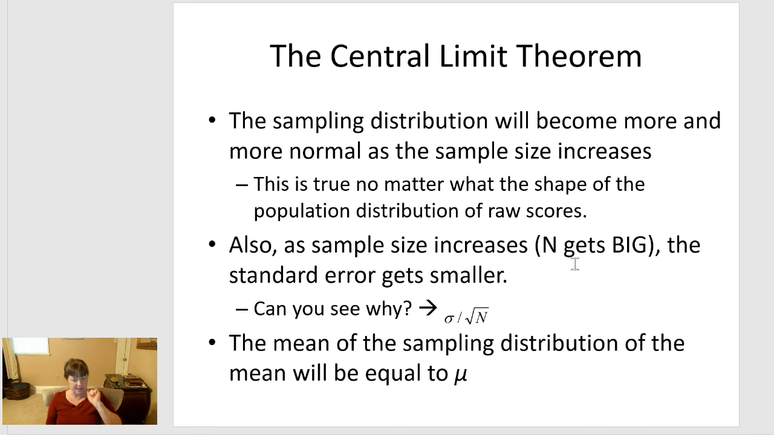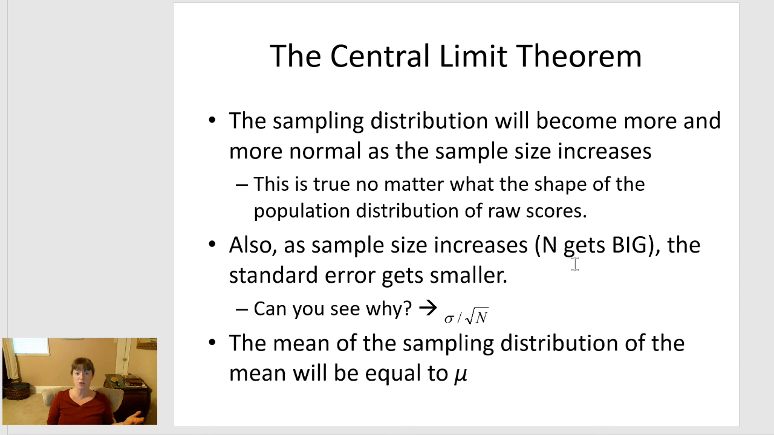Also, the way to calculate standard error is sigma over the square root of n. Start out with the parent population standard deviation, sigma, divide by the square root of your sample size, the number of people in each sample, right? If you have 25 people in each sample, n is 25. If you have 100 people in each sample, sample size is 100, right? That is how you calculate the amount of variability among your samples. Sigma over the square root of n is how you calculate standard error.